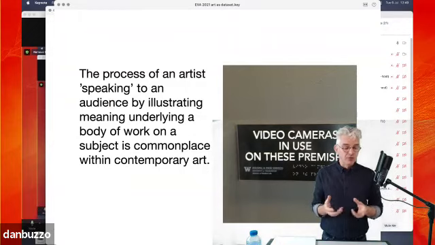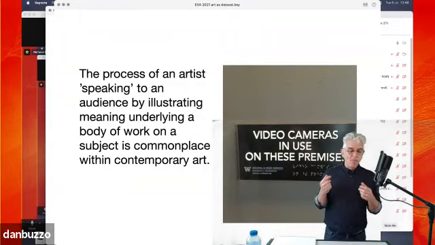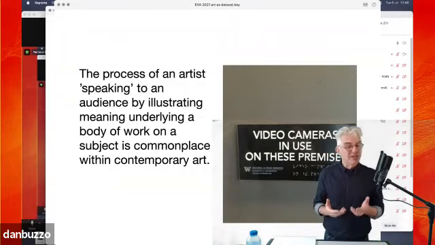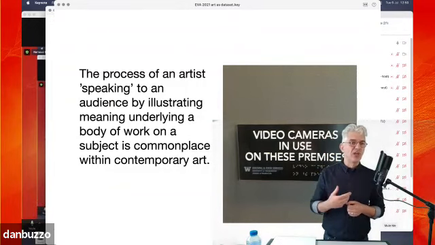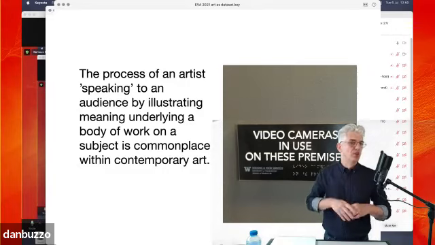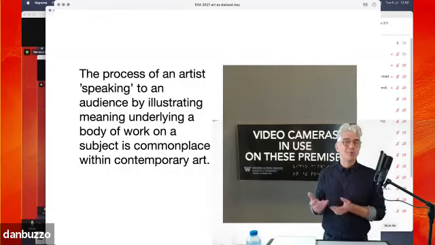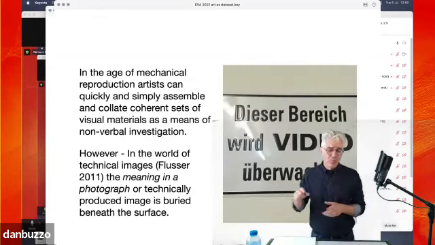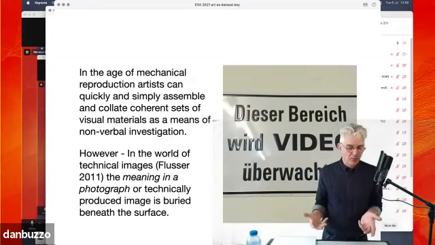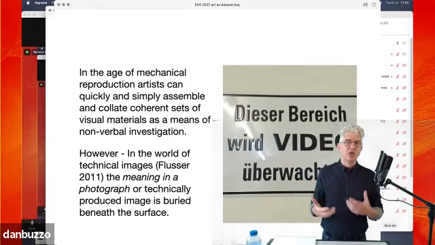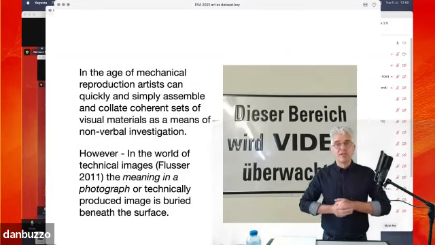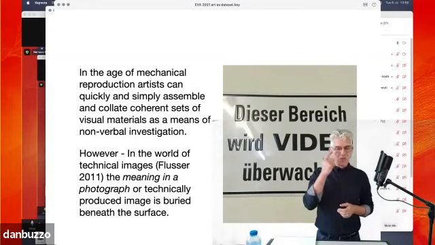The process of artists speaking to an audience by illustrating meaning, underlying bodies of work, is very, very common. Artists will often go out and repeatedly draw or sketch or create around a subject that they're interested in, to discover in a non-verbal way what they're interested in and find ways non-verbally to communicate that to audiences. And when we move into this age of mechanical reproduction, we can, as artists or creative people, build coherent sets of visual materials very fast as a means of non-verbal investigation, especially in the computational arts field.